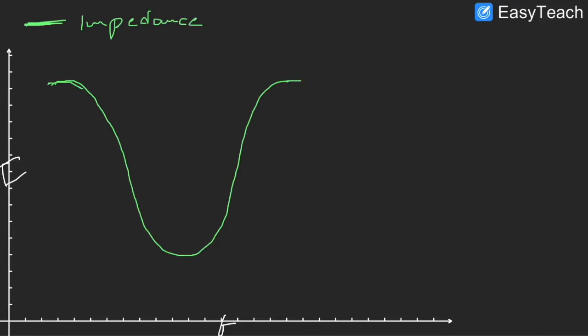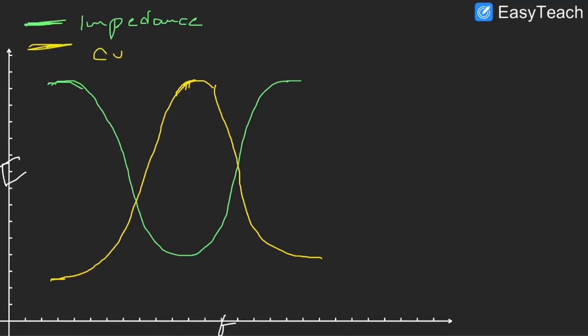Now I'm going to plot the current in yellow. When the impedance is high, current is low. So current starts off low and it reaches maximum when the impedance is lowest, and once again as impedance climbs high, the current drops back down. So this is current.